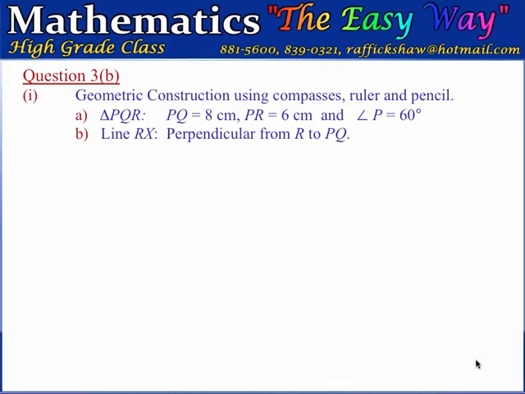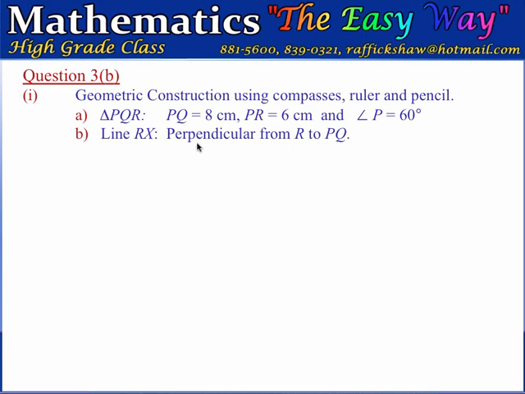Now, part B is a geometric construction question, and we're asked to use a pair of compasses, a ruler and pencil to construct triangle PQR, in which PQ is 8 centimeters, PR is 6 centimeters, and the angle at P is 60 degrees. We are also asked to construct the line RX such that RX is the perpendicular from R to PQ. And so the point X will be on PQ and will be such that the line RX is perpendicular to PQ. So that's a perpendicular from R to PQ.